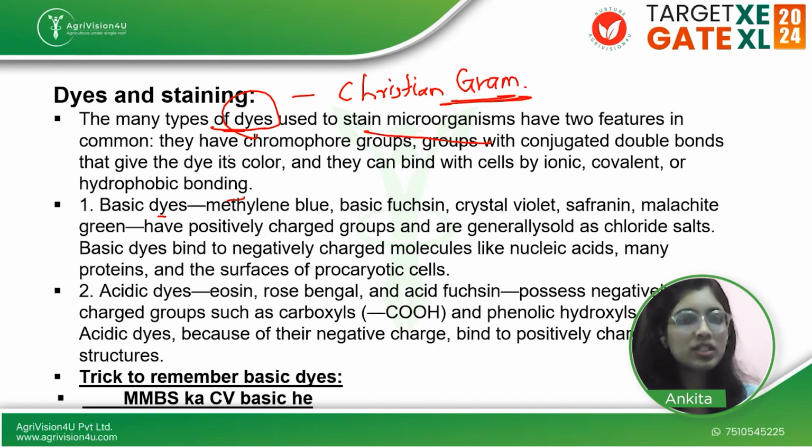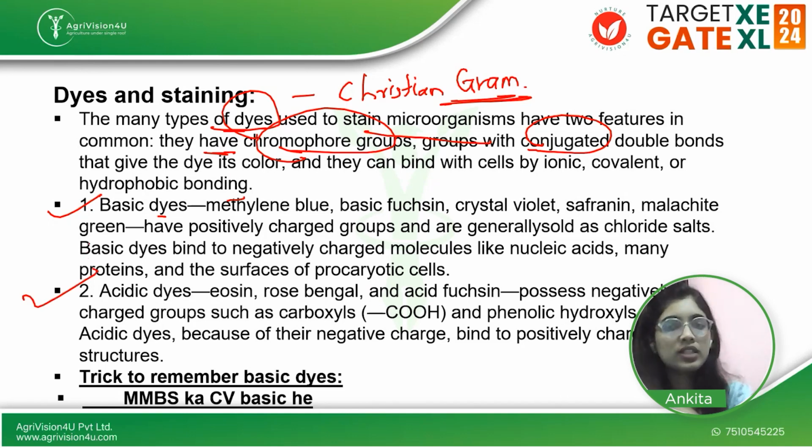Dyes have two features in common. One feature is that they have a chromophore group, and the second is that they have conjugated double bonds. Both features are there for the dyes. When we go for the dyes, you will have the basic and the acidic. From your exam point of view, what you have to remember is the names of the acidic and basic dyes. That is the most important point here. You have to remember which type of dye is going to be used in the procedure of gram staining.